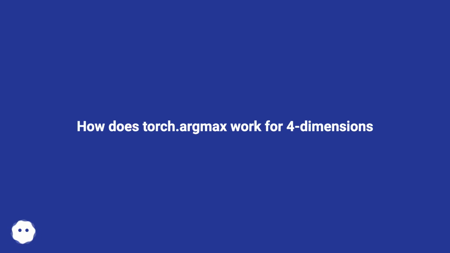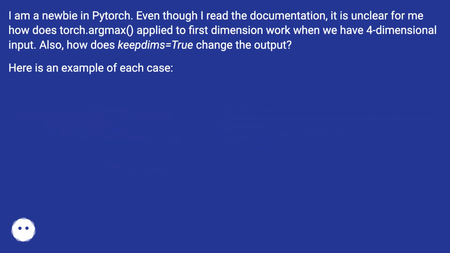How does torch.argmax work for 4 dimensions? I am a newbie in PyTorch. Even though I read the documentation, it is unclear to me how torch.argmax, when applied to the first dimension, works when we have a 4-dimensional input. Also, how does keepdims equals true change the output? Here is an example of each case.